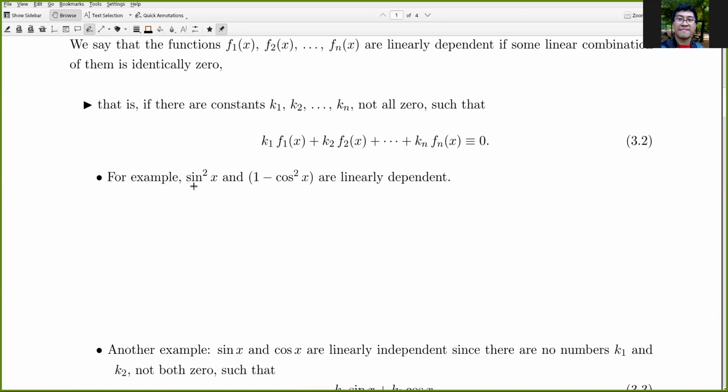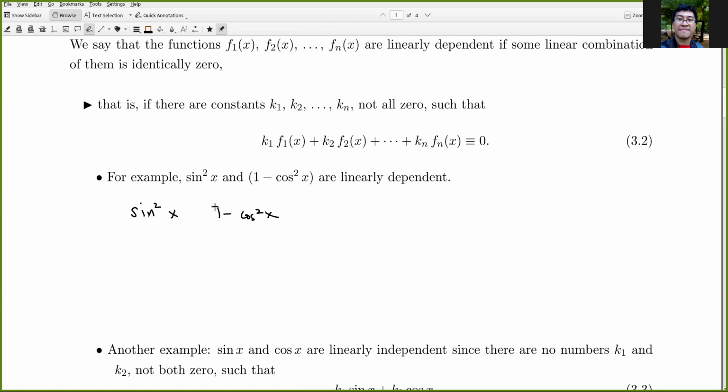So let's consider, for example, sine squared x and 1 minus cosine squared x. Let us show that they are linearly dependent. If we add sine squared x and 1 minus cosine squared x, the total is not 0, so it doesn't actually tell us anything about their linear dependence or independence. So we need to find the specific combination such that when we add them, the answer is 0.